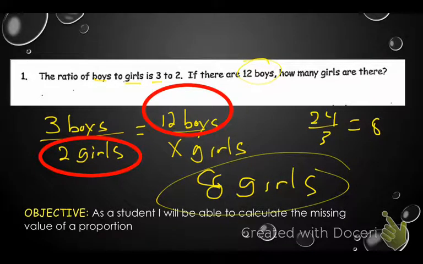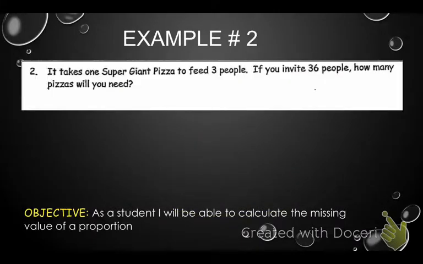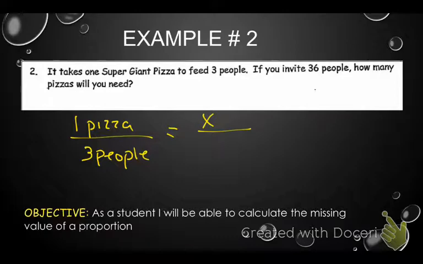Alright, another one. Example number 2. Remember, labels are really important. Okay? So for example number 2, here we go. It says, it takes 1 super giant pizza to feed 3 people. Okay, gotta be careful. That means 1 pizza feeds 3 people. Okay, and that's what it says already. And then it says, if you invite 36 people, how many pizzas will you need? Well, we don't know how many pizzas, so it's X pizzas. And remember, I am using my label.